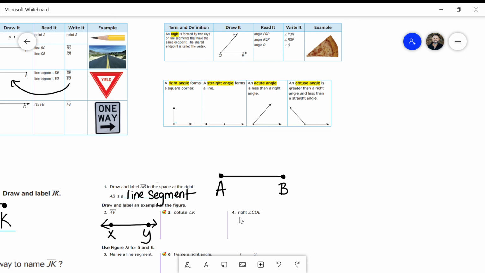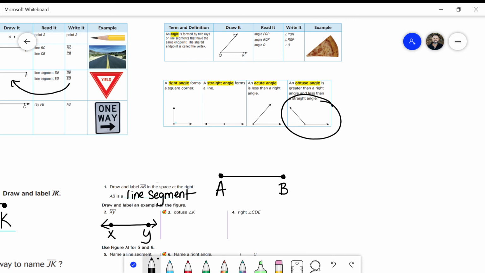Okay, and so if I just draw an obtuse angle, something that looks like this, there's my obtuse angle. They just wanted to have one letter there, K, and the K is referring to the vertex. It's the point where the two rays are intersecting here. So there it is, obtuse angle K.